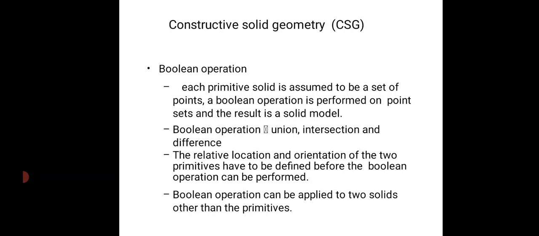In constructive solid geometry, Boolean operation means each primitive solid is assumed to be a set of points. A Boolean operation is performed on point sets and the result is a solid model. Boolean operation includes union, intersection and difference. The relative location and orientation of the two primitives have to be defined before the Boolean operation can be performed. Boolean operation can be applied to two solids other than the primitives.